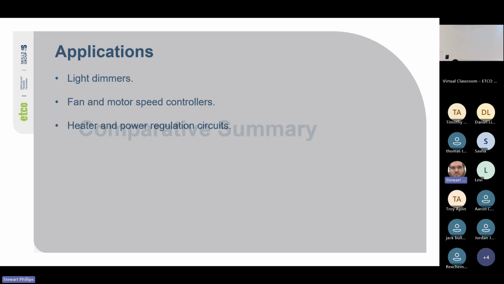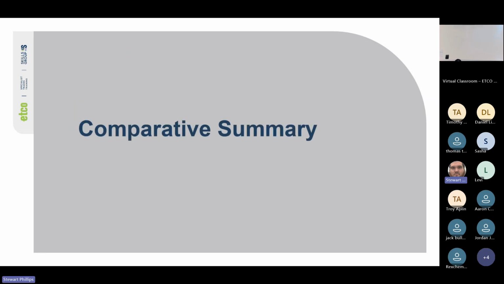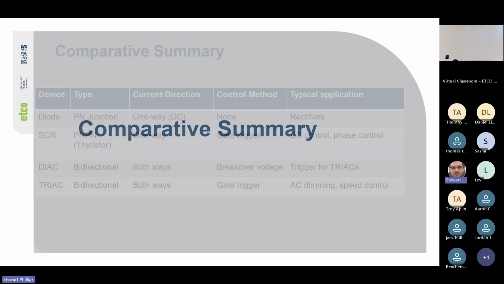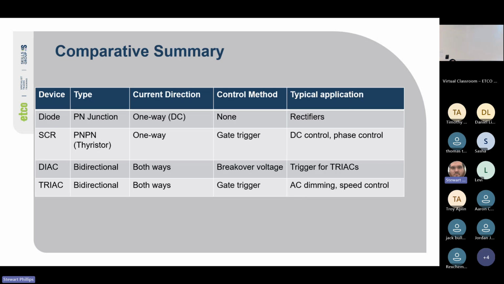Okay, so a comparative summary. Our diodes are a PN junction. They are a one-way or DC only operation. Control, they have no control method. Typical application is for rectifiers.